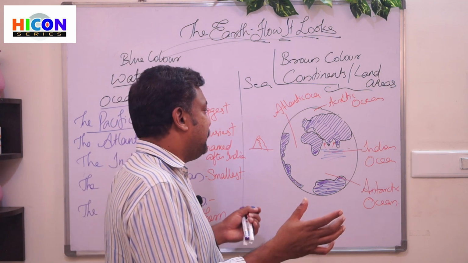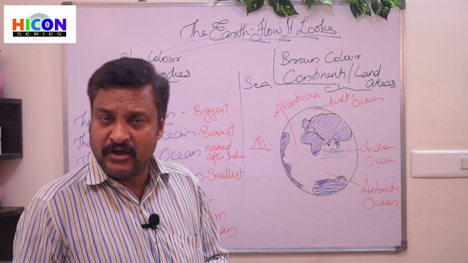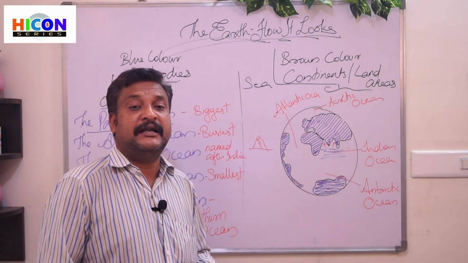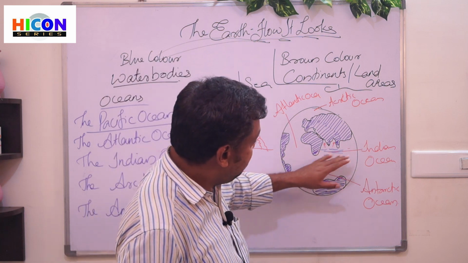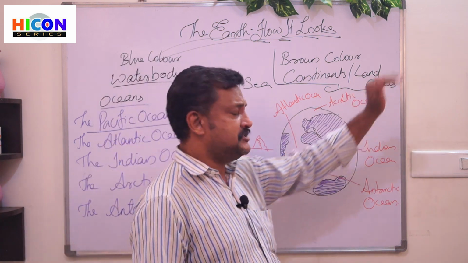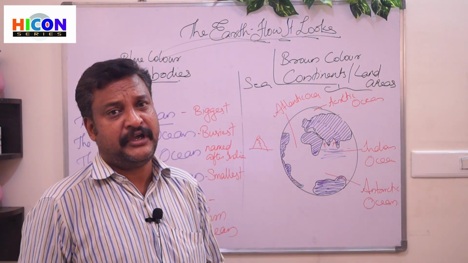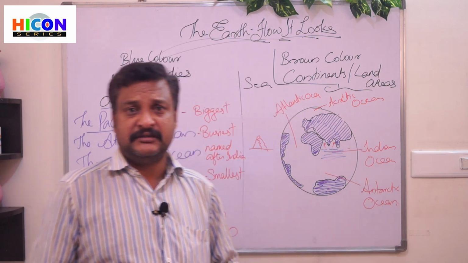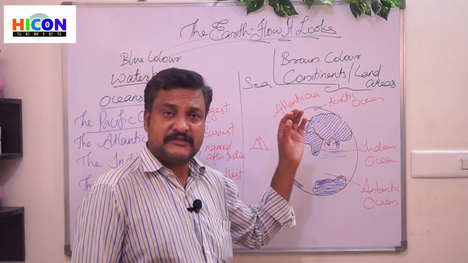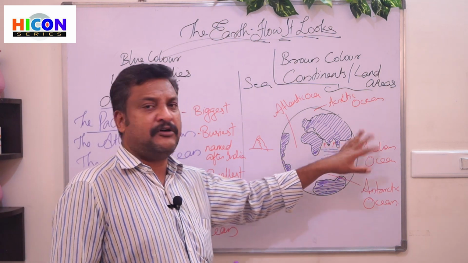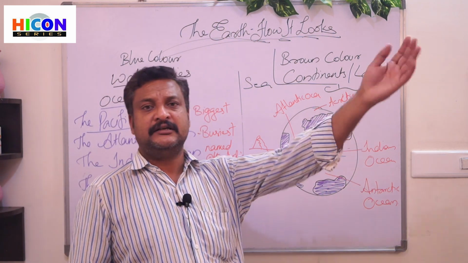So seas are comparatively very small compared to the oceans. They are situated at the edges of these oceans. So seas are nothing else but smaller salt water bodies which are located at the edges of oceans, just like an extension.